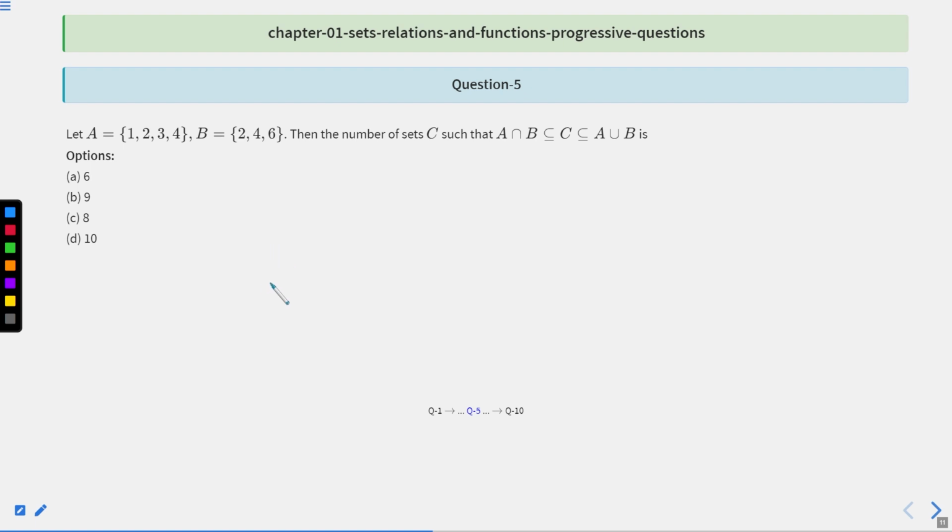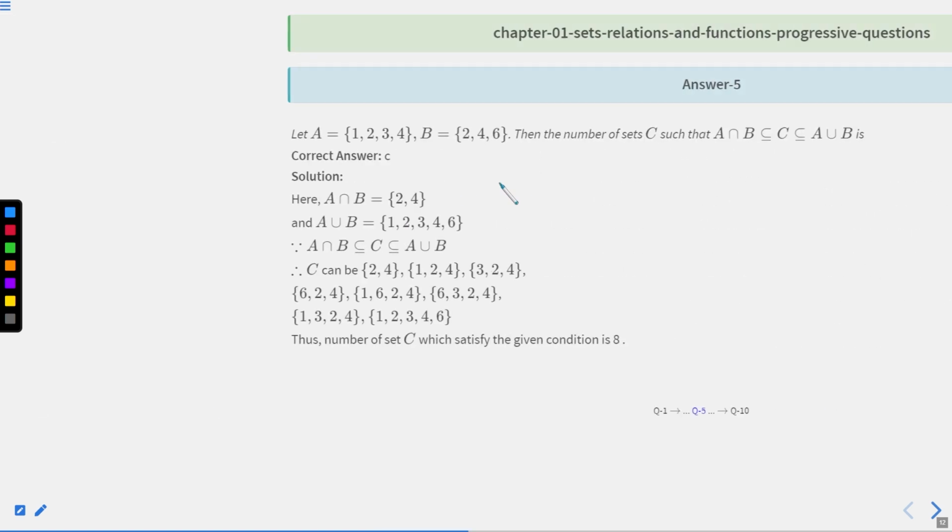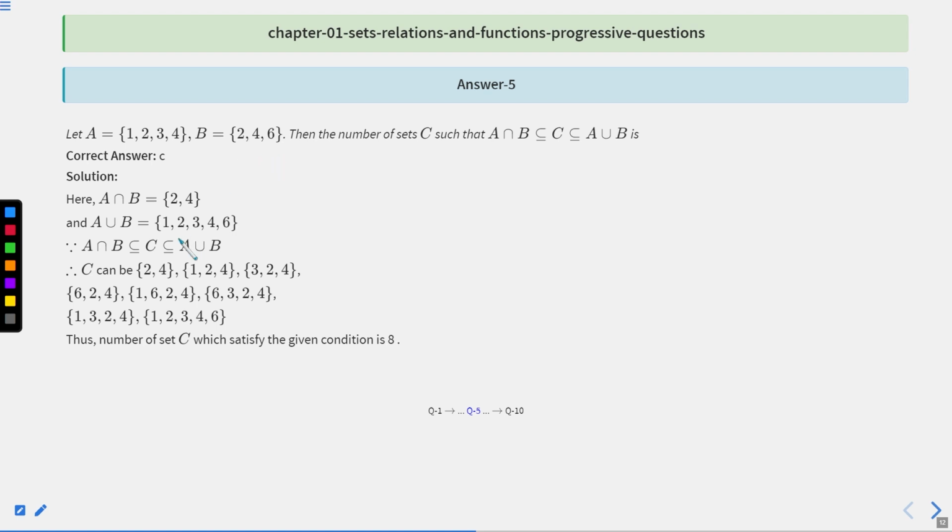Now let's move to question number 5. We have a set A. Let set A be {1, 2, 3, 4} and set B be {2, 4, 6}. We need the number of sets C such that A ∩ B ⊆ C ⊆ A ∪ B. So what will be the elements in A ∩ B? The common elements between set A and set B. What are the common elements? 2 and 4, right? So A ∩ B will be {2, 4}. Now what is A ∪ B? A ∪ B will be {1, 2, 3, 4, 6}.